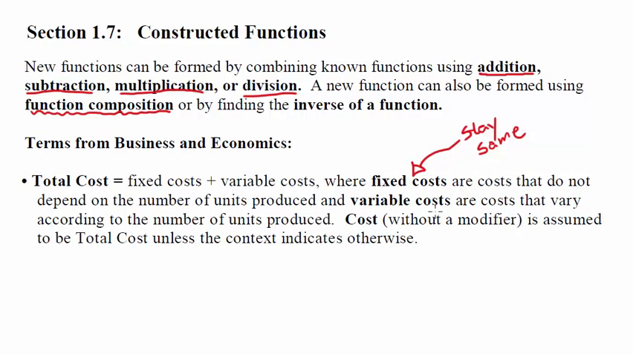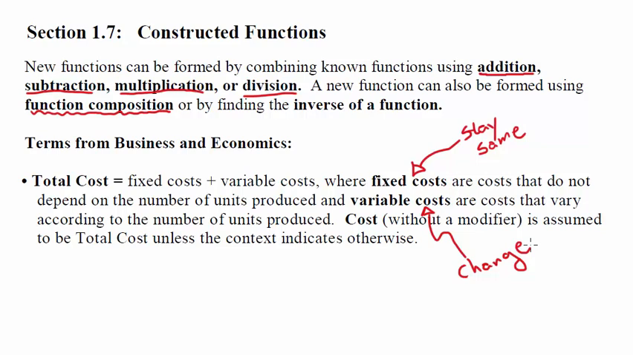Then variable costs are things that vary based on how much you produce, so these are going to change. Let's say our business is making cheesecakes. Ingredients would be a variable cost, because the more cheesecakes I make, the more ingredients I have to buy.